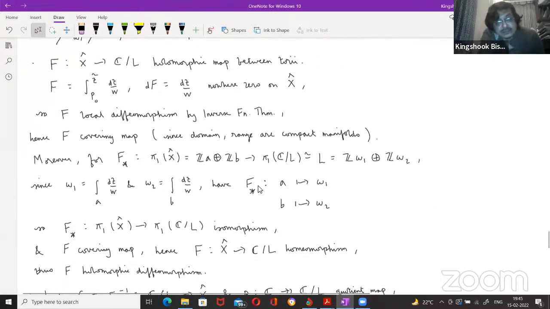And now it's a local diffeomorphism between two compact manifolds without boundary. Both are tori. And so therefore, it must be a covering map. Right? This is a standard fact. If you have a local diffeomorphism between compact manifolds without boundary, then it is a covering map. So F is now a covering map. So we want to show that this covering map is actually a homeomorphism, is one-to-one. Then it will be a diffeomorphism.